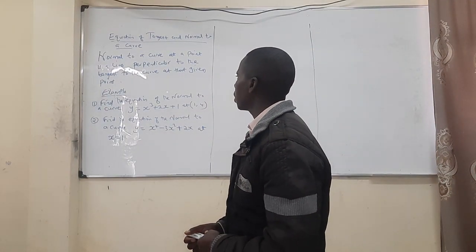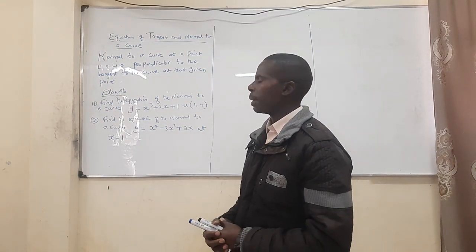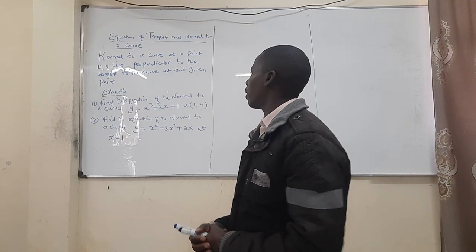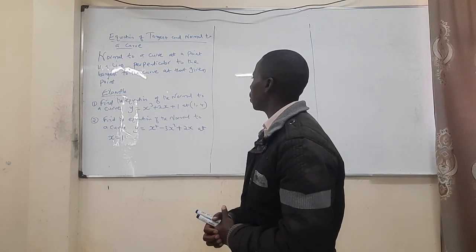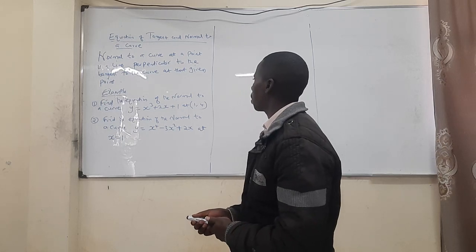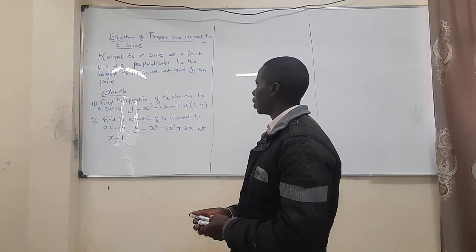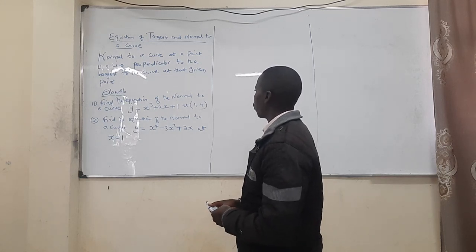So that is the basic thing that we need to remember here. So let's look at an example. You see how you can be able to get the equation of a normal to a curve. We have the first example. We have a curve y is equal to x cubed plus 2x plus 1. I want to get the equation of the normal at the point (1, 4).